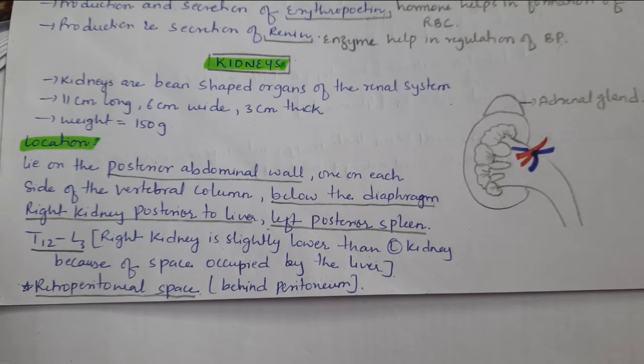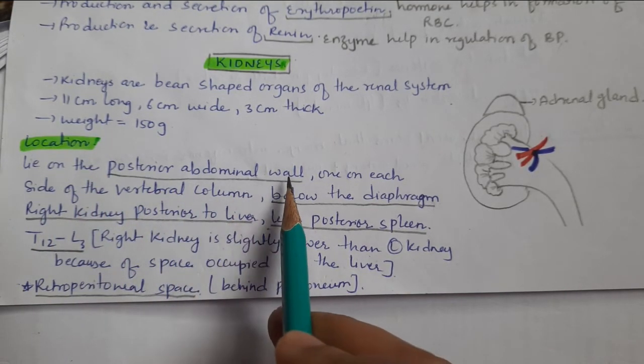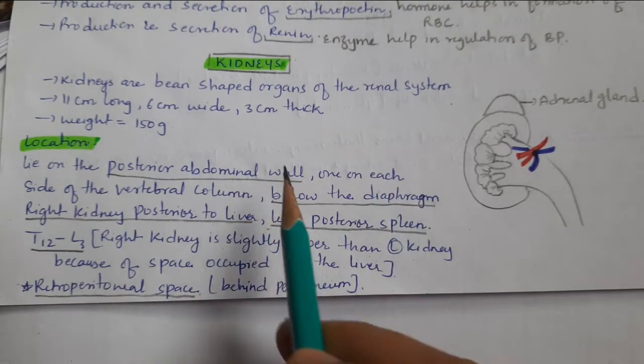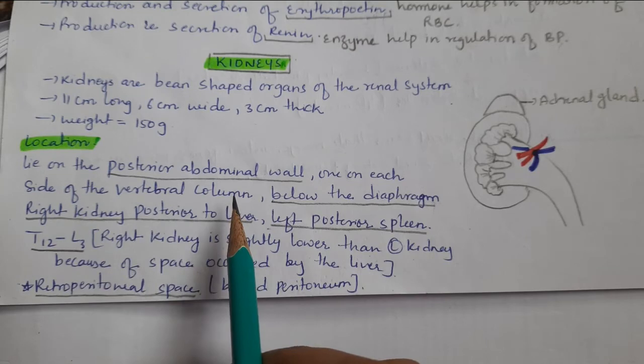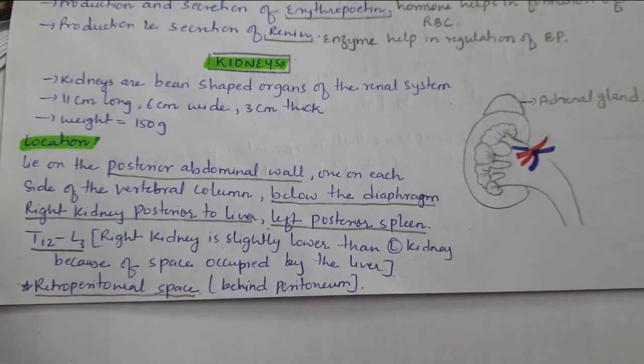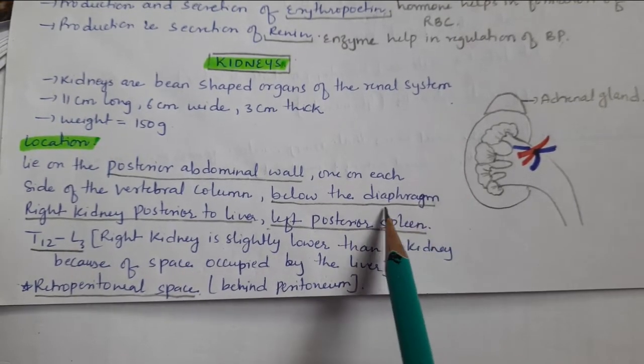Then let us see the location of the kidney. It lies on the posterior abdominal wall. So it lies on the back side of the abdominal wall, one on each side of the vertebral column. The kidney is located on both sides of the vertebral column below the diaphragm. This diaphragm is a respiratory muscle, so it is located below the diaphragm.